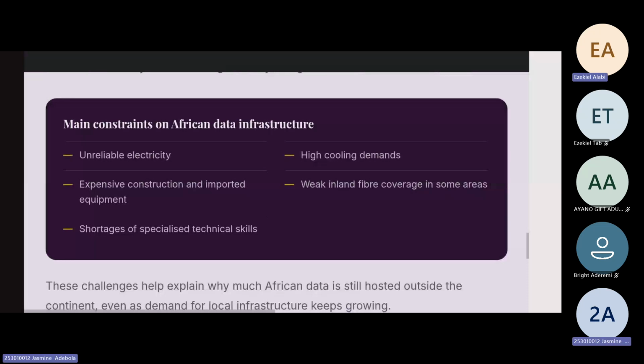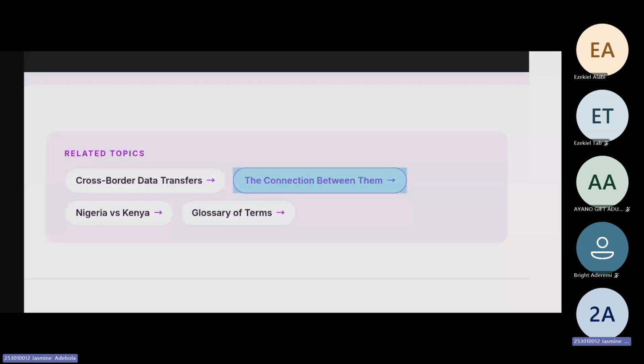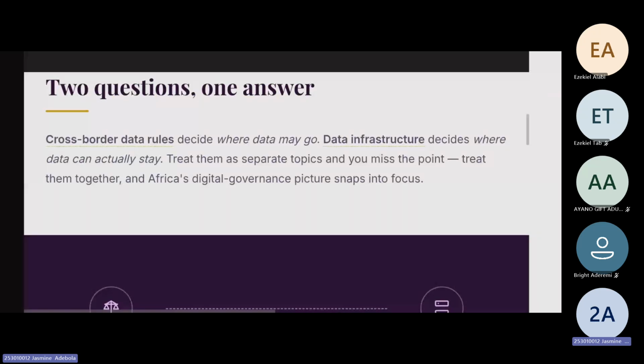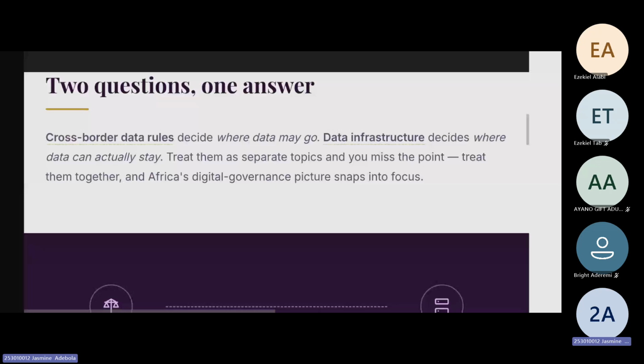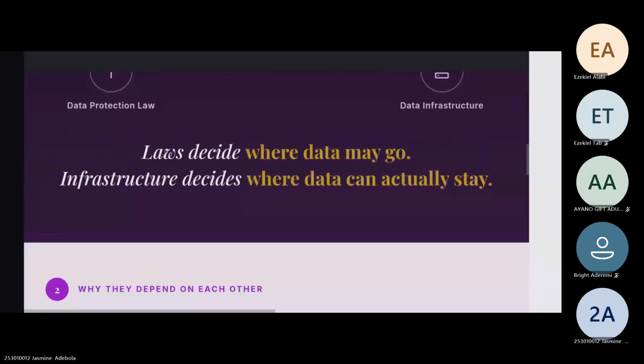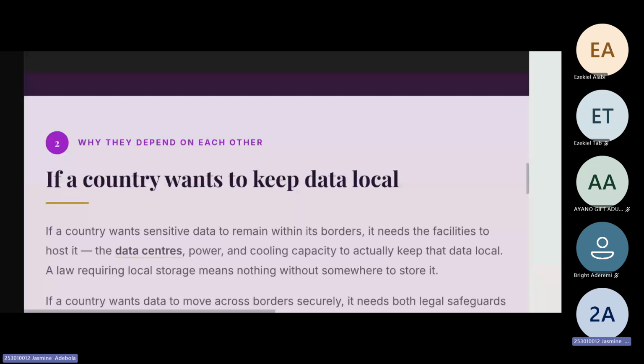Two questions to answer. Cross-border data rules decide where data may go, and data infrastructure decides where data can actually stay. If you treat them as separate topics, you kind of miss the point. Together, they shape Africa's digital governance picture. The data protection laws decide where data may go, that's why we talk about cross-border data transfers. And data infrastructure decides where data can stay. If a country wants to keep data local, it has to build its own data centers, power and cooling capacity to actually keep the data local.